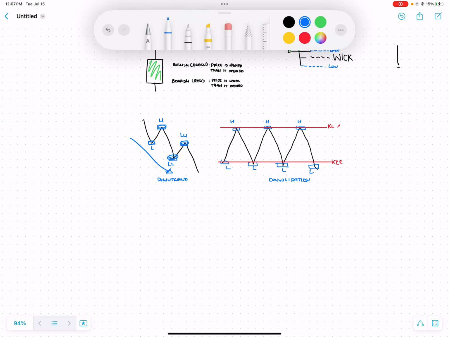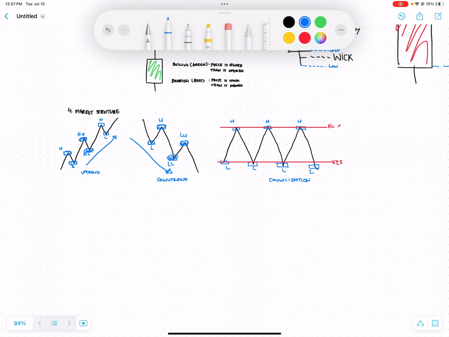Okay? Now, think of the market structure, by the way, as like a skeleton. It's like the skeleton of the price. It helps you know: are we trending? Are we reversing? Are we going sideways? Are we going up? Are we going down? This is a must. You absolutely need to understand these points, these terms while you trade.